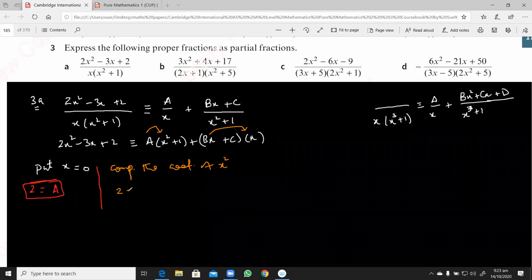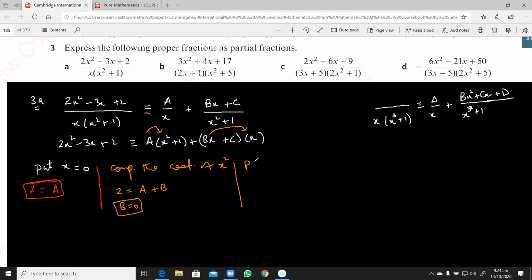So this 2 is equal to a plus b. So when you put your a as 2 over here, your b will be 0. Now you can put x, like maybe 1, okay? So you can put x equal to 1.